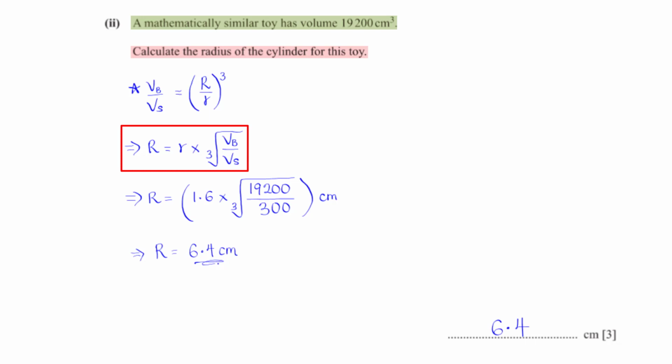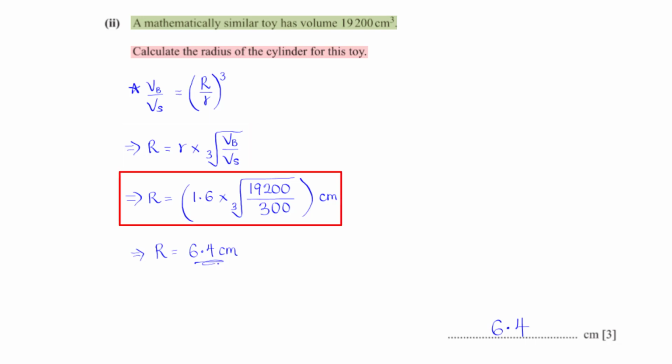We've been given the volume of the bigger toy as 19,200 centimeters cubed. From the previous question, we know the volume of the smaller toy is 300 centimeters cubed and its radius is 1.6 centimeters. When we type this into the calculator, we get 6.4 centimeters.